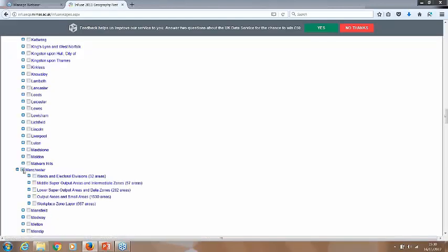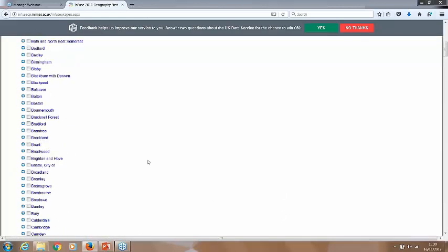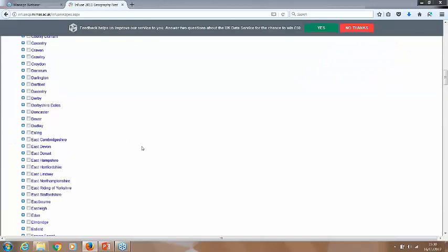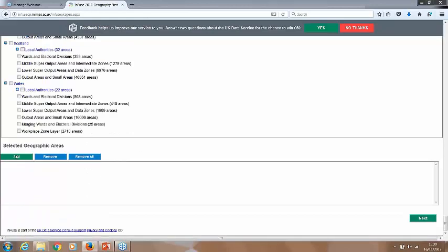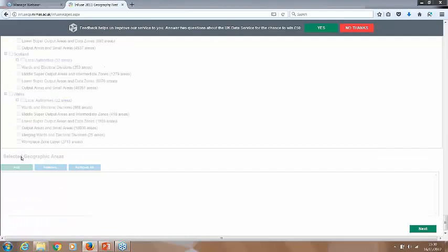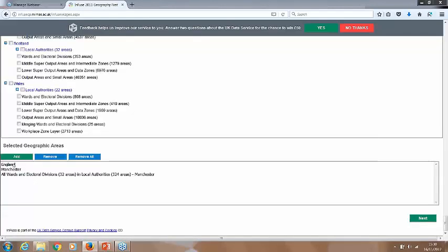Right, I'm going to tick Manchester, and I'll tick wards and electoral divisions. Actually, I'm going to go to the top and tick England as well, and then scroll right along. Let's scroll all the way to the bottom, because expanded stuff, click Add. And then I've selected geography, so I basically selected England, Manchester, and the 32 wards within the local authority of Manchester. And I'll click Next.